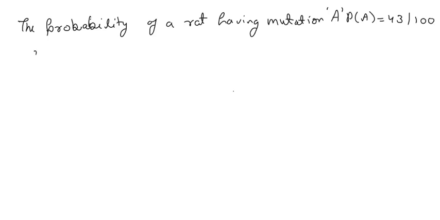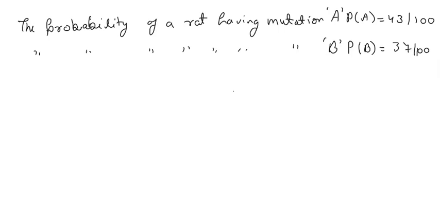Similarly, the probability of a rat having mutation B. So here we are calculating for B. P of B is equals to 37 by 100, given in the question.